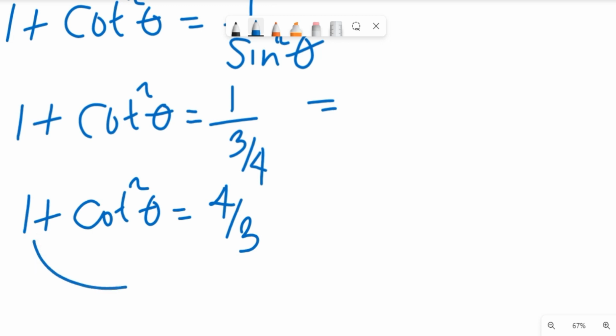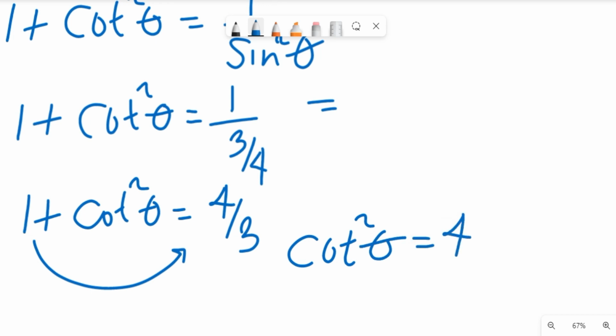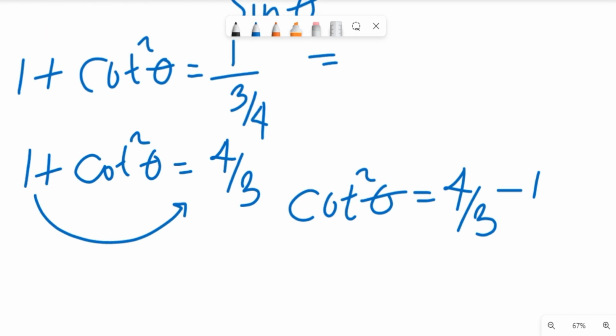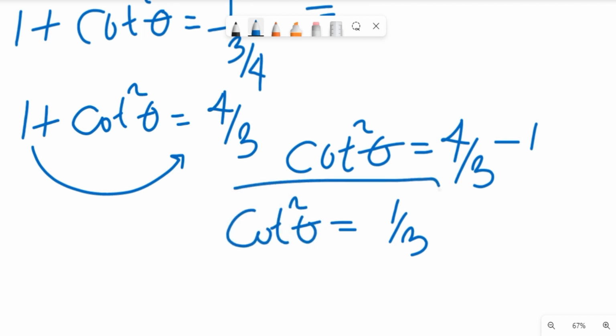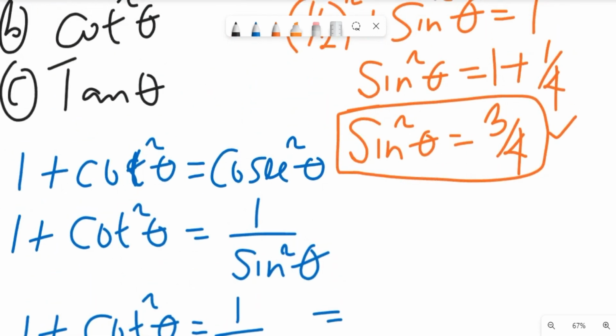So if this 1 comes over here, we'll have cot square theta equal to 4 divided by 3 minus 1. We'll simplify that. We are going to have cot square theta, which is what we are looking for, equal to 4 minus 3 divided by 3, which gives us 1 divided by 3. So cot square theta is equal to 1 over 3. That's what we are asked to look for.